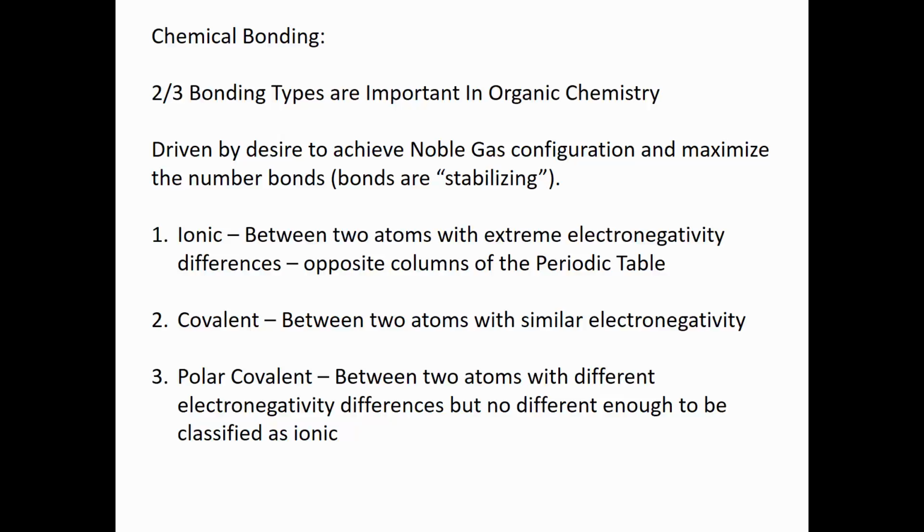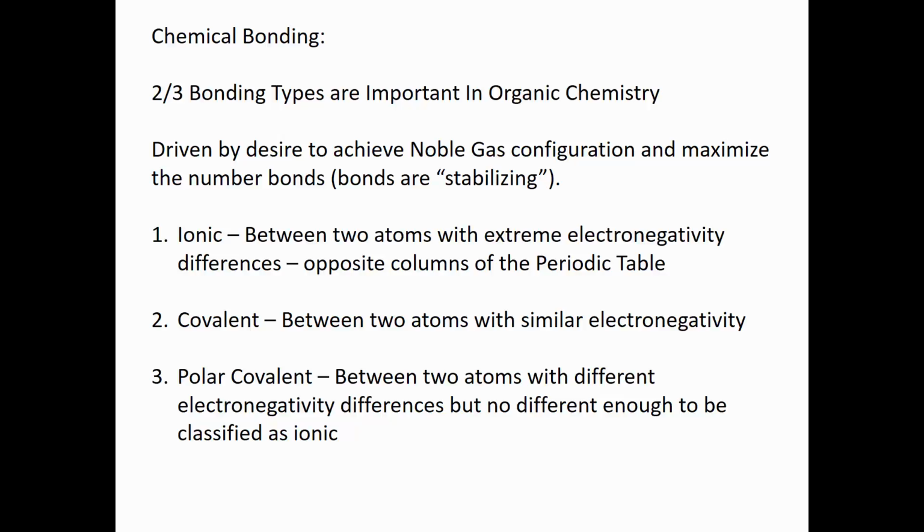All right, bond type number one is ionic. This is between two atoms with extreme electronegativity difference. Often these are on opposite columns of the periodic table. At the other extreme is covalent bonding. This is between two atoms that have similar electronegativity and they're sharing their electrons. We'll see that when we look at some Lewis structure diagrams on the next slide.